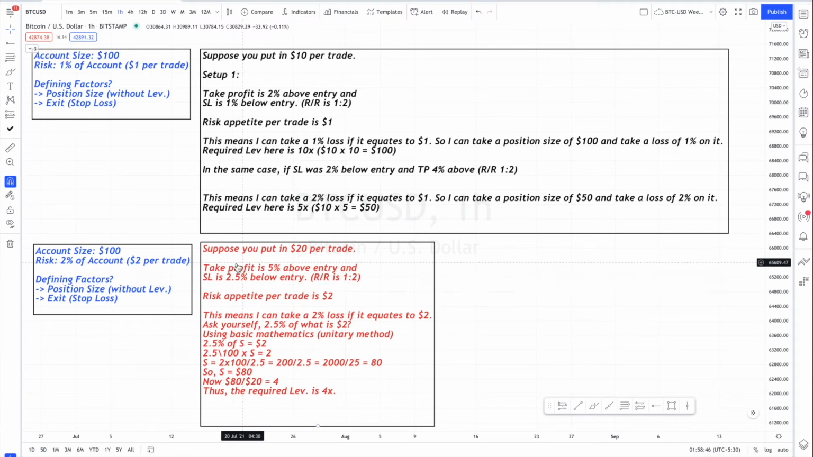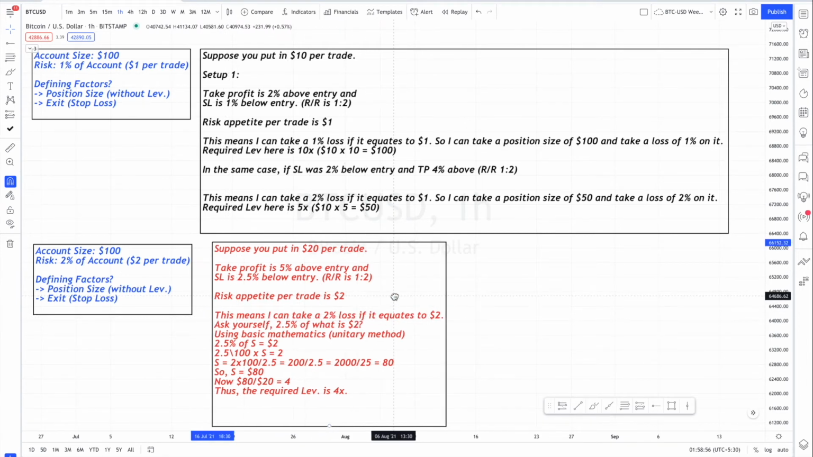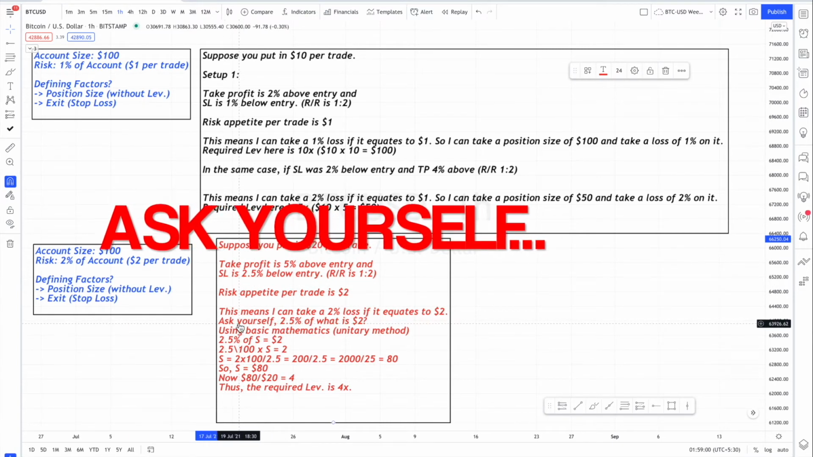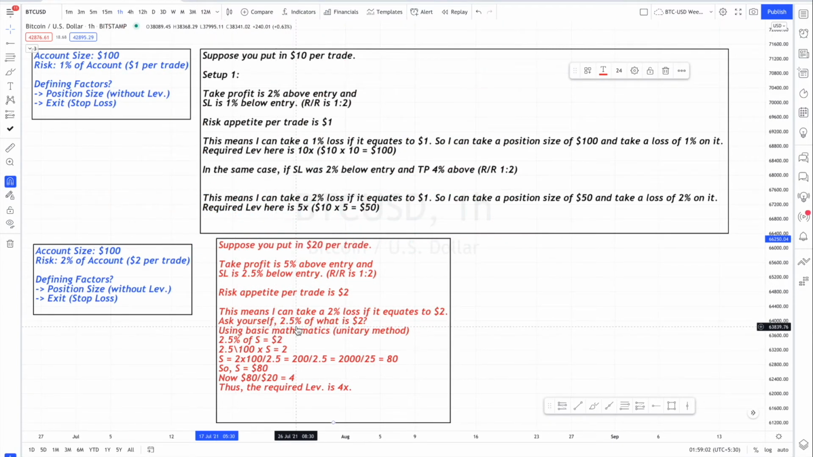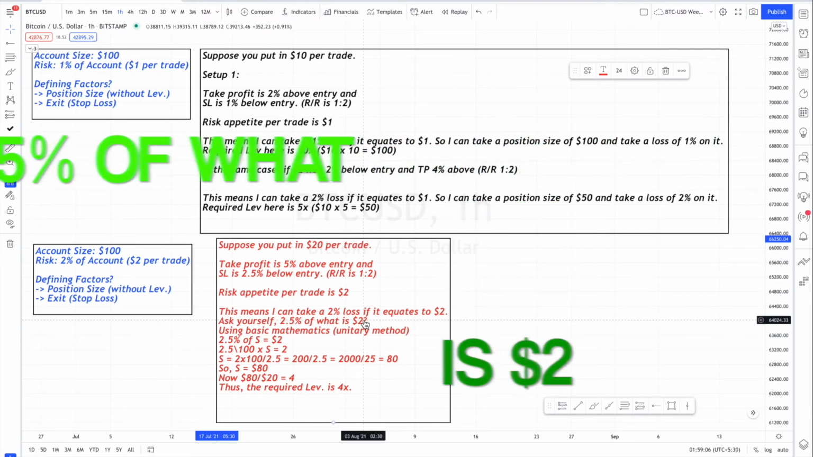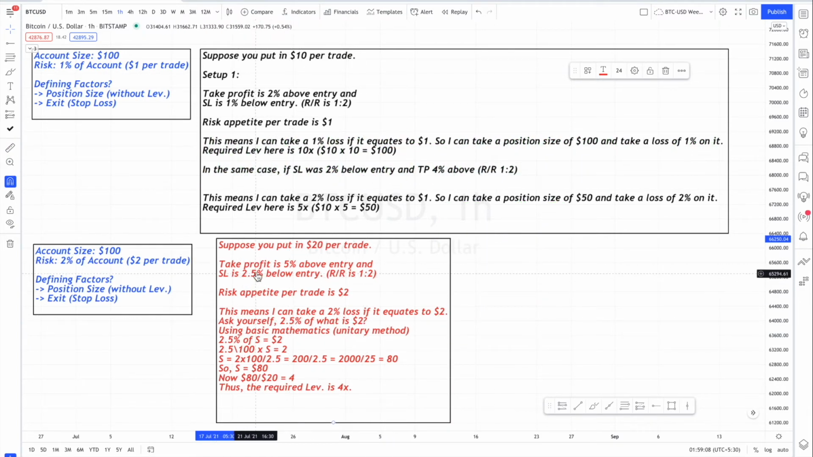So now we're taking some not so simple numbers here. Okay, again R2R is 1:2 and your risk appetite per trade is $2, right? This means that you can take a 2% loss if it equates to $2, right? So here, what do you need to ask yourself? You need to ask yourself, 2.5% of what is $2? Because you'll be taking a loss of 2.5% and it should equate to $2 only.